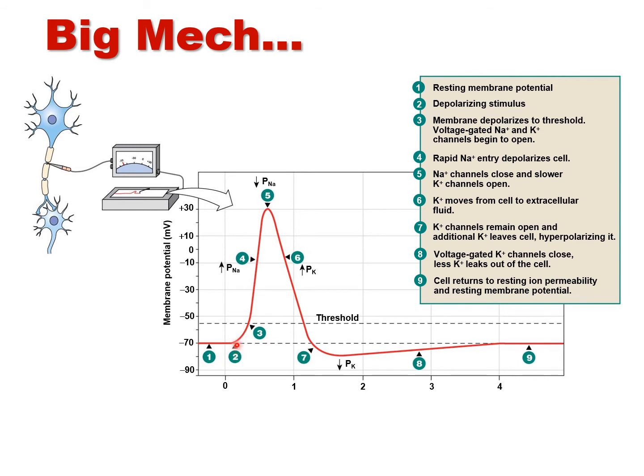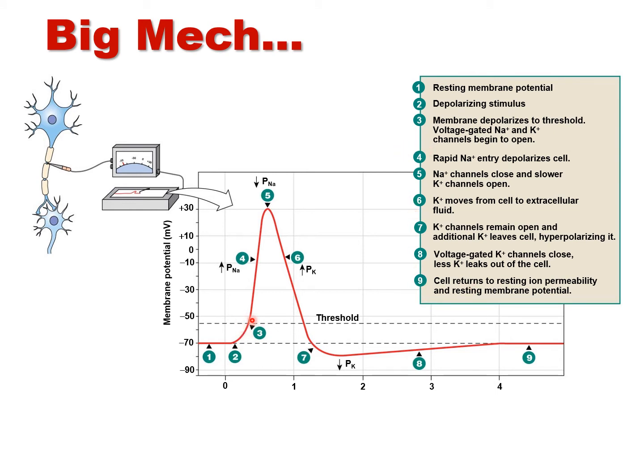So at 2, we receive some kind of depolarizing stimulus. Usually it's in the form of local current flow from another patch of membrane. So something has depolarized a patch of membrane, those ions move into this patch and start depolarizing it. If there is enough depolarizing signal, we hit threshold, and that ensues 4 through 9.